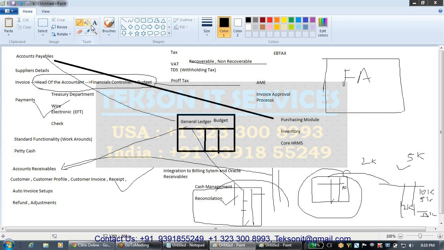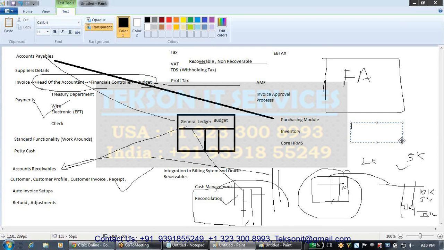So here we do the additions. See, every country, I want to very clearly explain you. Fixed assets, what is implementation will depend upon the country's policy and procedures. We can't implement blindly.